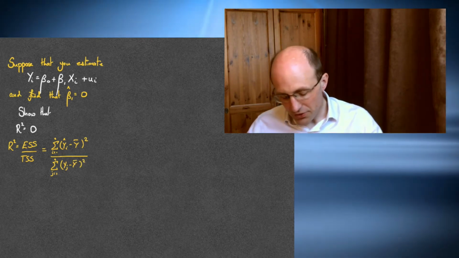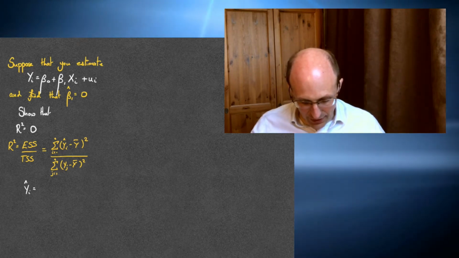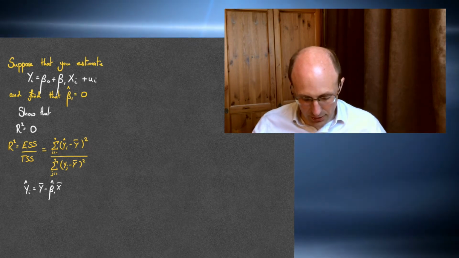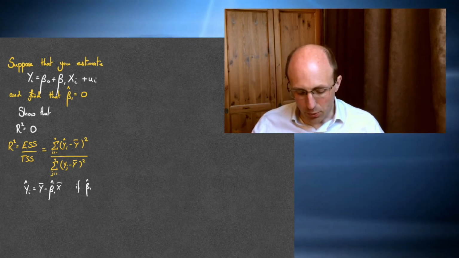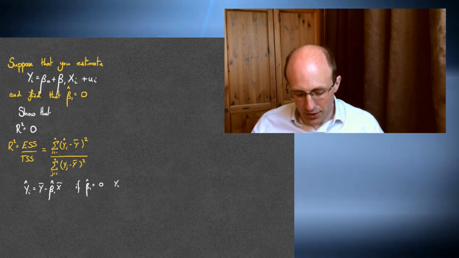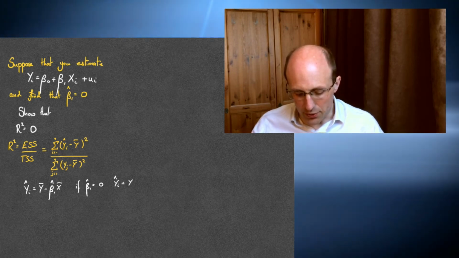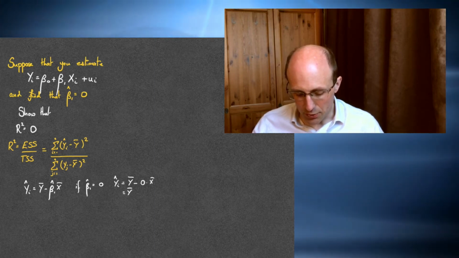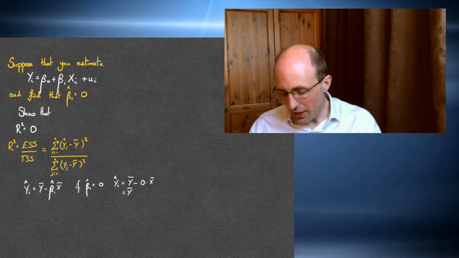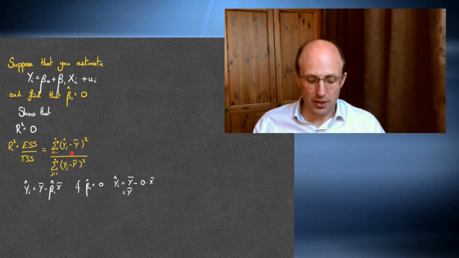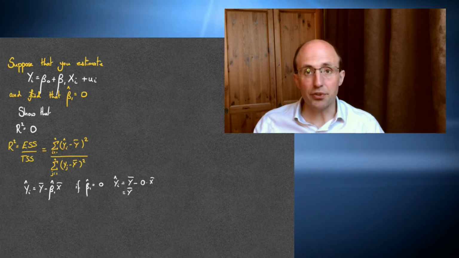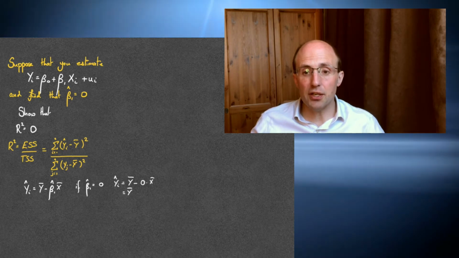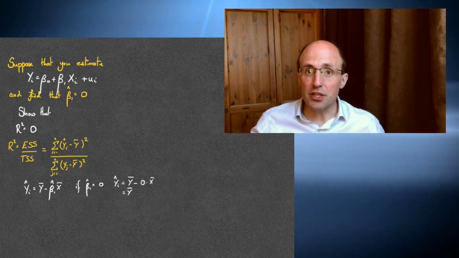You might then go on and say, well, we know that each observation of y_i hat is equal to y bar minus beta 1 hat x bar. So if beta 1 hat is equal to 0, then each observation of y_i hat is equal to y bar minus 0 times x bar, which is just equal to y bar. And then you can show to the students that the explained sum of squares is going to be equal to 0.